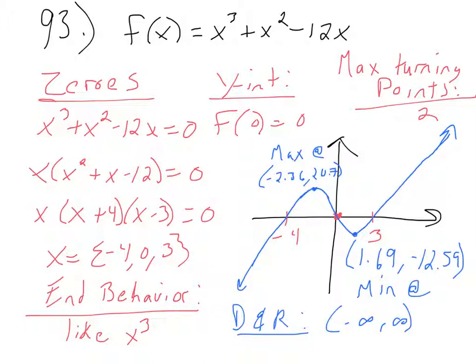And so those are all the things that you want to touch on if you're asked to analyze the graph of a function. Find all the important points like the x-intercepts, the y-intercepts, any maxes or mins, end behavior, how many turning points there are, domain and range. Those are all the things you want to be able to answer about a polynomial function when you're asked to analyze it. Okay?